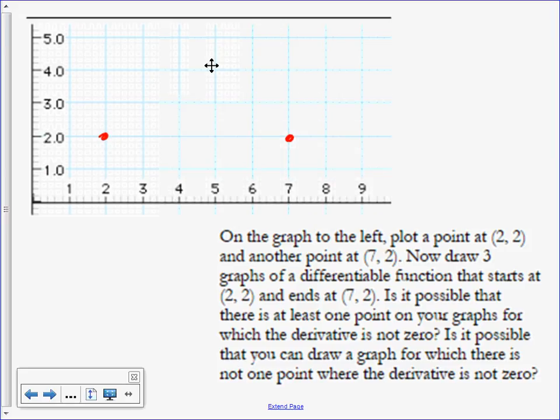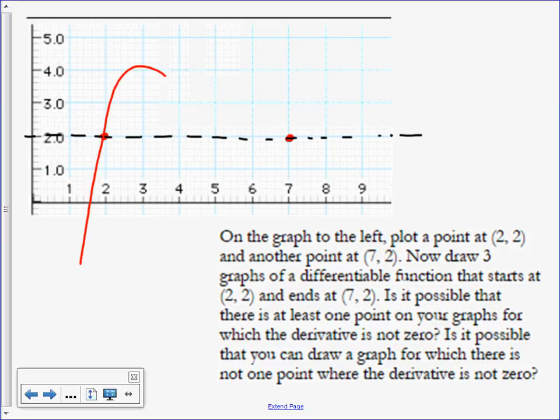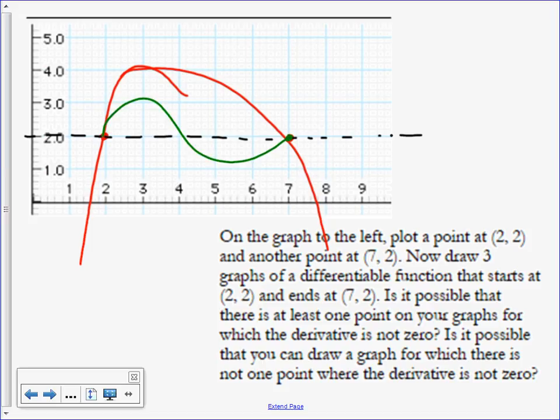Draw 3 graphs of a differentiable function. Remember, a differentiable function just means a function, right? You could have a straight line like this, and I'm just drawing a dot because I might have done 3 different functions. Or you have something like that, or something that goes like this. Sure, right? There are 2 points on that line.